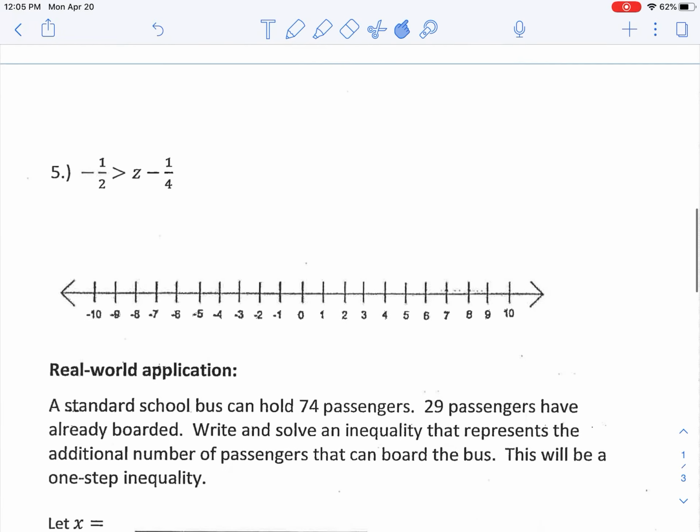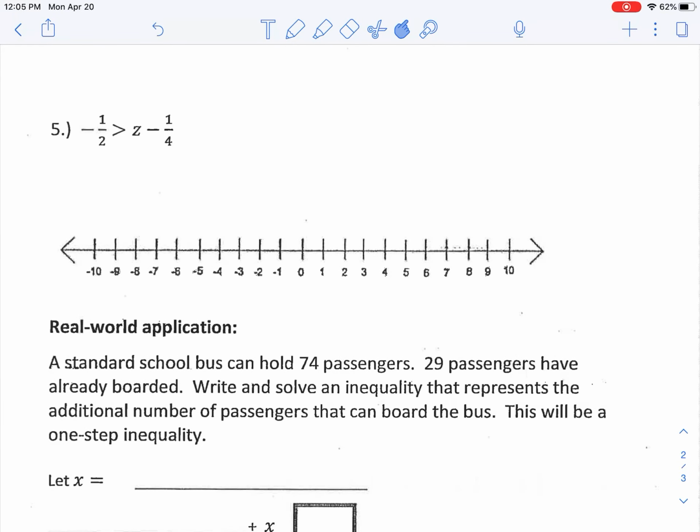Okay, we've got one more page of notes. -1/2 is greater than z minus 1/4. So we've got a couple things going on here we need to look at carefully before we start solving. First, I noticed that the z is on the right side and we always want the variable on the left. So the first thing I'm going to do is I'm going to flip that z over here to the left. Z minus 1/4 on the left, and I'm going to flip the -1/2 to the right.